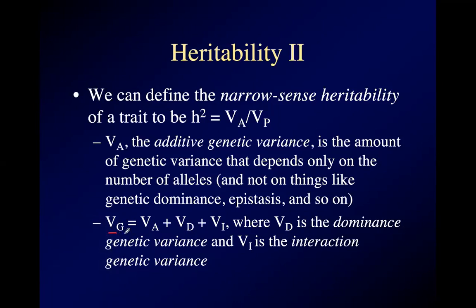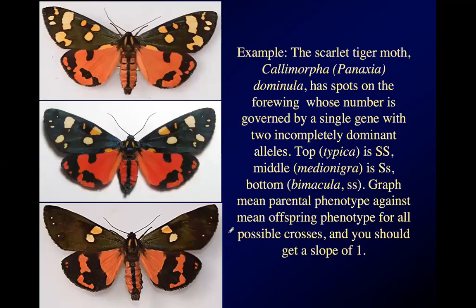V sub G is the fraction of variance in a population that's due to genetic variance. V sub A is genetic variance due to additive effects. V sub D is genetic variance due to dominance. And V sub I is genetic variance due to interactions. What the hell is that? Let me show you an example that hopefully will make this a bit clearer. And I'm actually going to go to the whiteboard in just a minute.